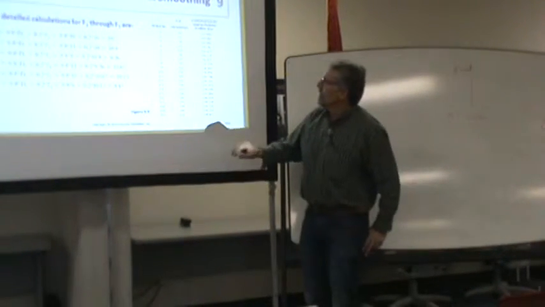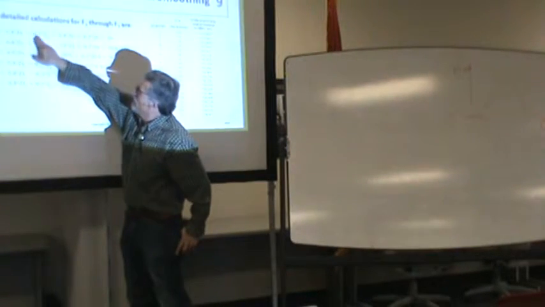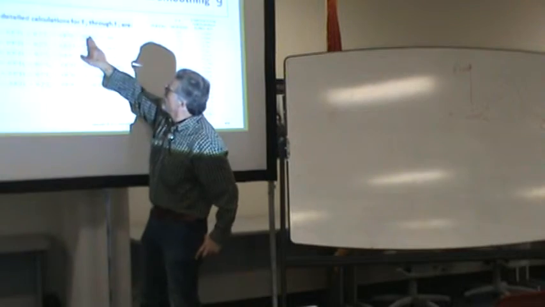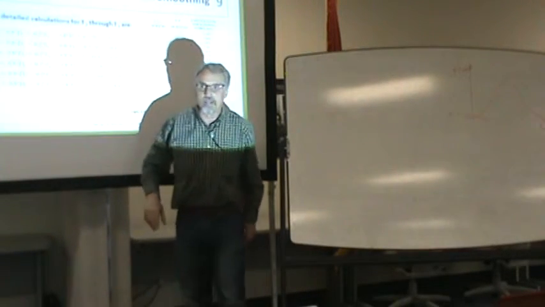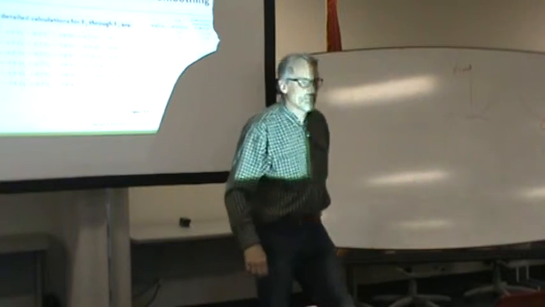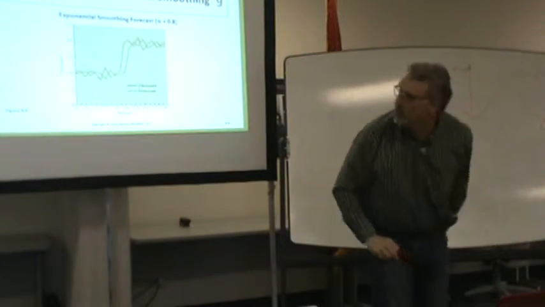And here are the details, if you want to look at each one. 0.8 was the alpha times the demand plus 1 minus alpha times the prediction. That's why these things are great with Excel. You make it in one cell and then just drag it down. Very simple. So here's the plot of that one.